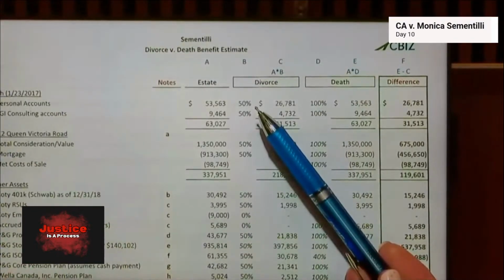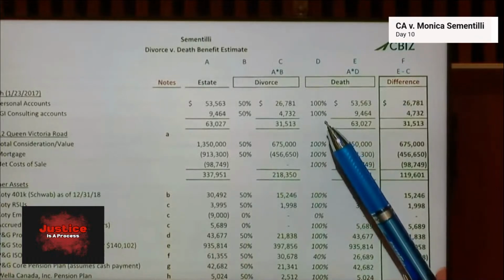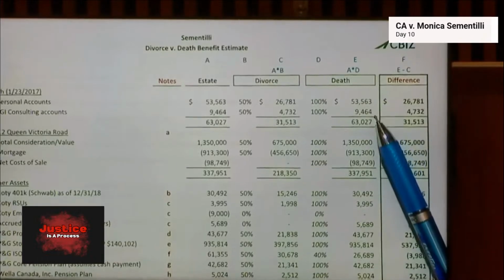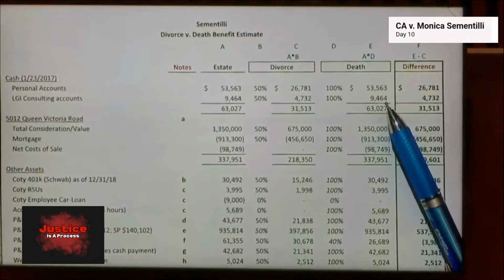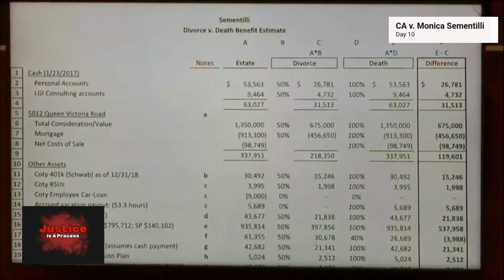So, for instance, how would that work out in divorce versus death? So we can see how this chart works. In column B and C, you can see 50%, and C is 50% of the amounts in column A. Right. And then in column D, you see 100%, and again, 100% of the amount in column A. Because in a divorce situation, it's divide by 2 in California from a community property standpoint.